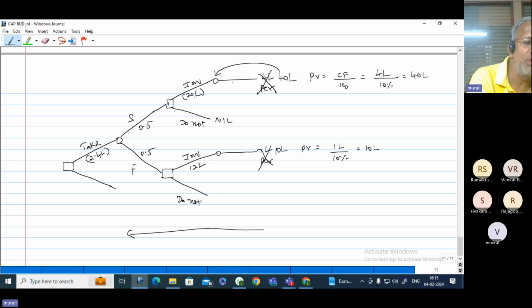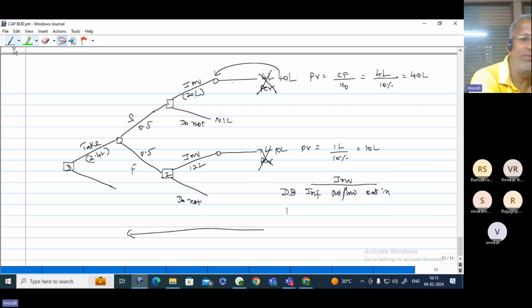Now this is decision box number 1, 2 and 3. I'm just doing it in the reverse. Come on, which one is better? Getting 20 lakhs would be better. At decision box number 1, you have inflow and you have outflow, net inflow. This is for invest. Correct.